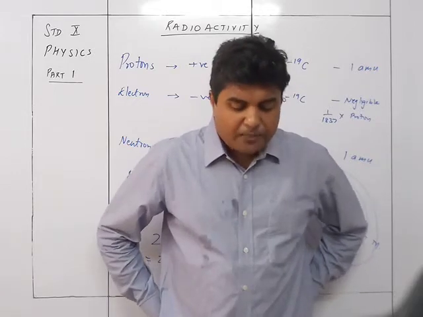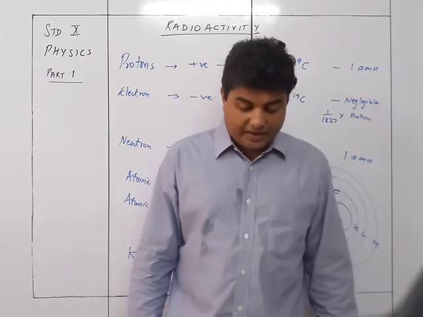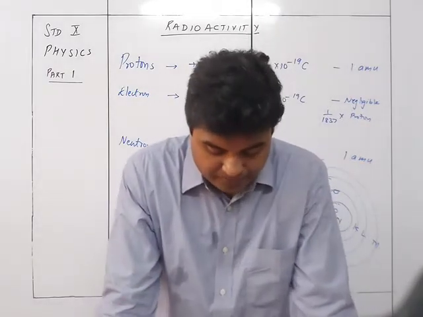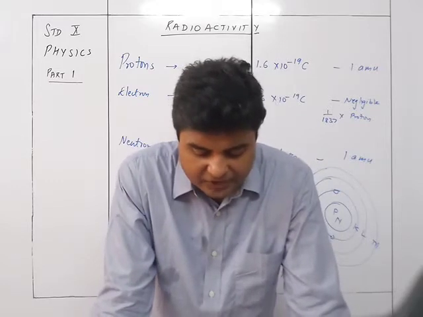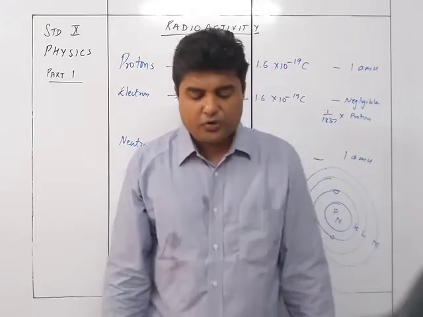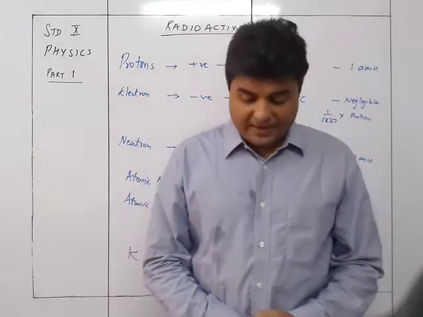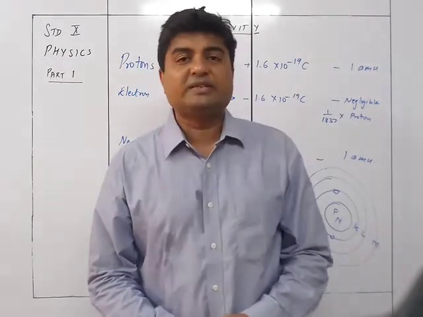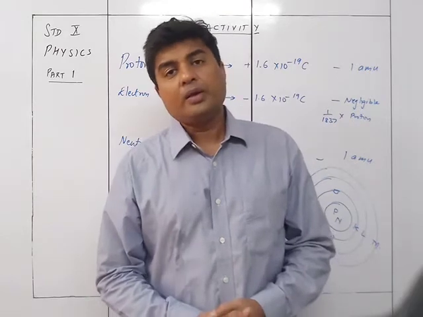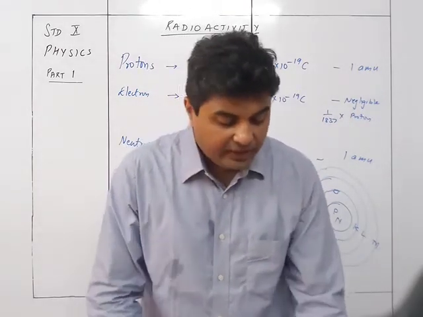So the total number of protons in the nucleus determines the place of the atom in the periodic table and is called the atomic number of the element of that atom. The atomic number of an element is denoted by the symbol Z. The neutron is an electrically neutral particle, charge 0, and its mass mn is also nearly 1.67 × 10^-27 kg, which is equal to that of the proton.